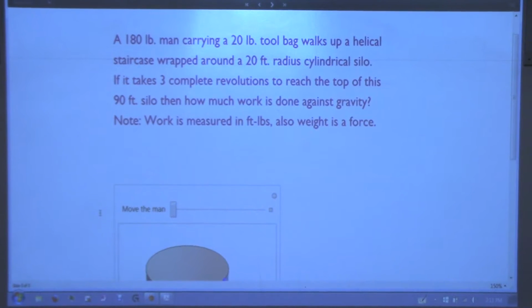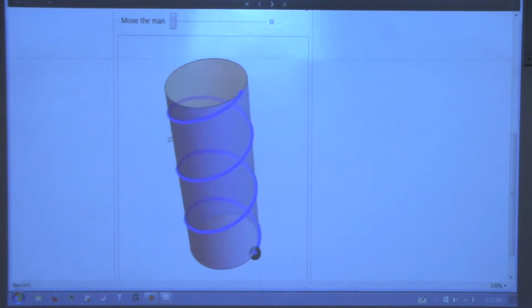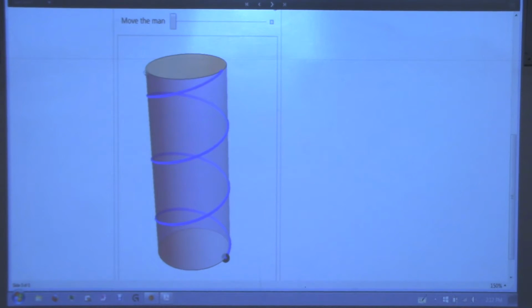Okay, so your weight on a planet is a force. I hope you've learned that your mass is independent of it. So, everyone okay with the idea that weight is force? All right. So here's the picture. Here's the silo. It's a 90-foot silo. It's got a 20-foot radius. And this man is going to walk around, go up with his bag all the way to the top. How much work did he do?